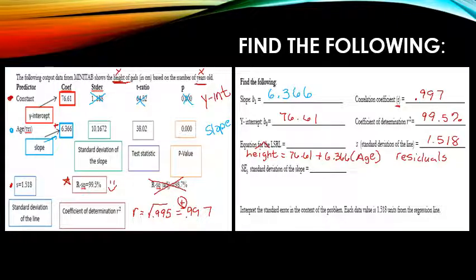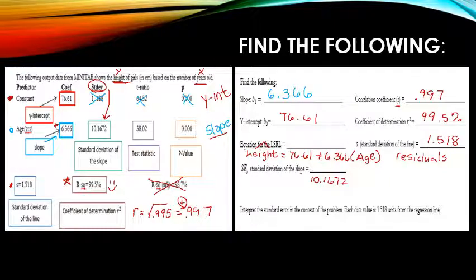So this is going to be 1.518. And then our standard deviation of the slope. Remember that the second row has to do with slope. So we would go to the column that refers to standard deviation, and then drop down to the second row, and this would be standard deviation of the slope. So this would be 0.1672.